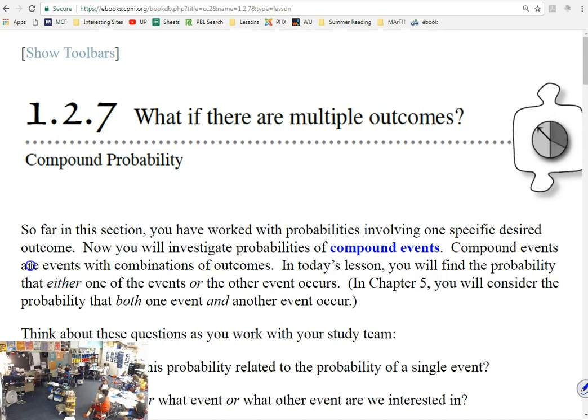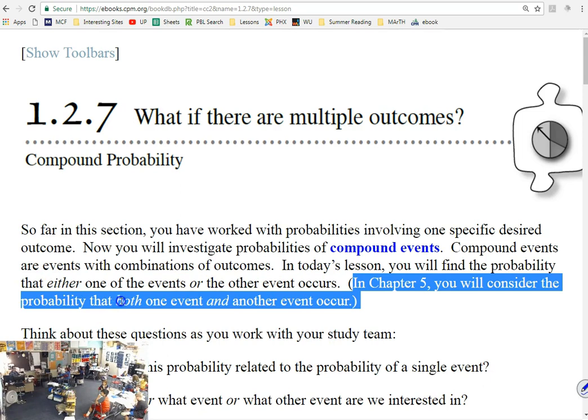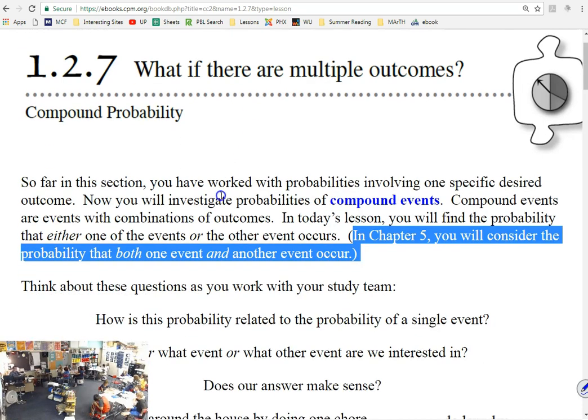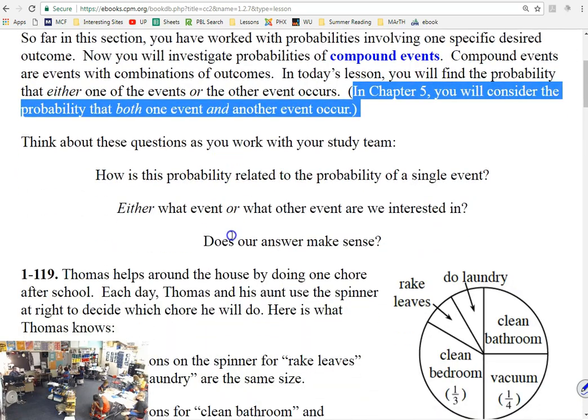In Chapter 5, this is what I'm kind of leading you to with the whole rain and bike ride situation. In Chapter 5, we'll consider the probability that both one event and another event occur. So what are the chances it doesn't rain and I go on my bike ride? So that would be together. Or that it does rain and I clean my garage, or two different things connected. So think about these questions as we work with our study team.